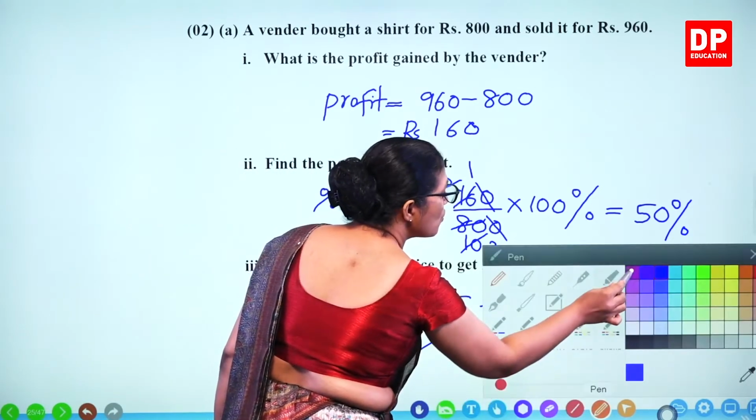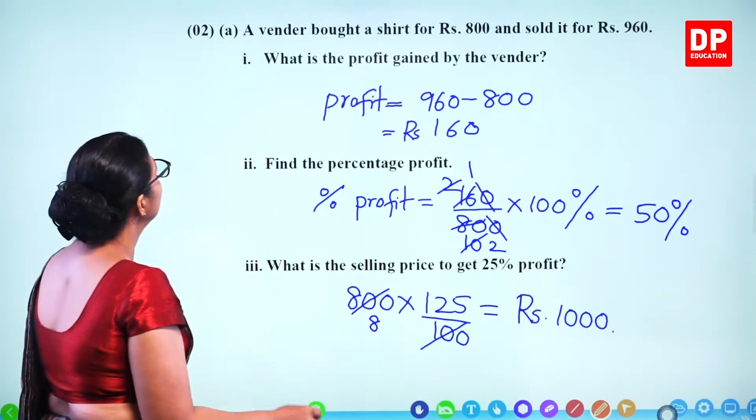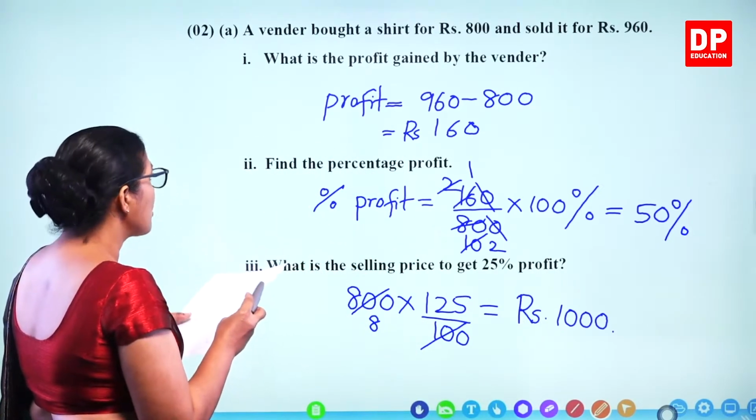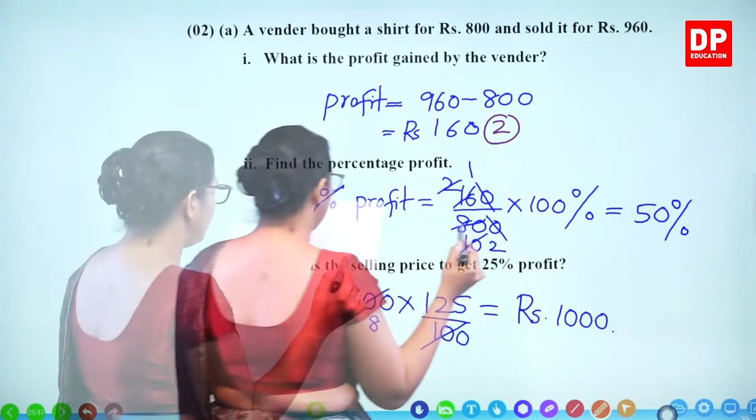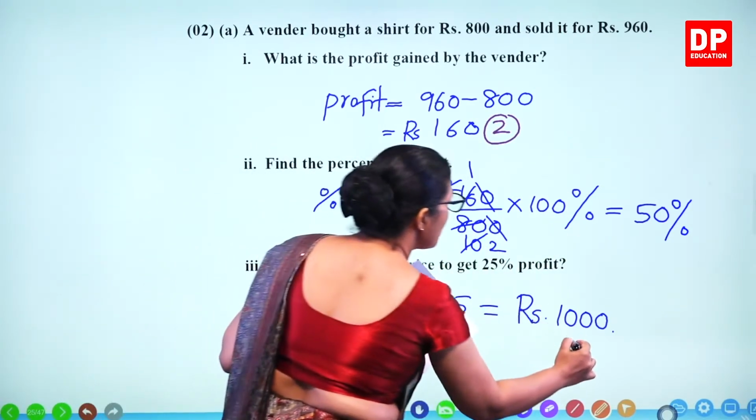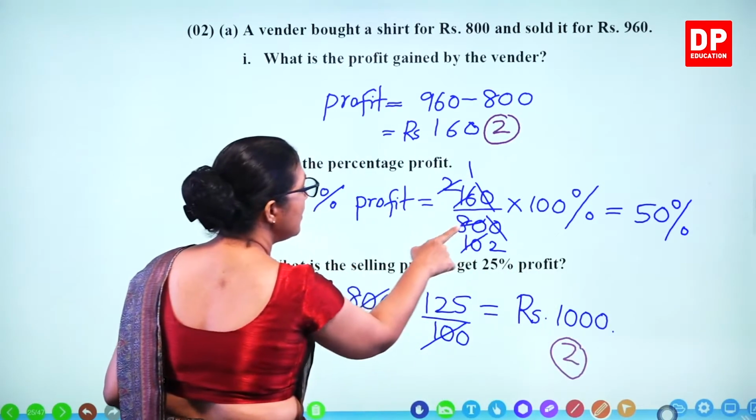So how many marks for these steps? 2 marks for this and 2 marks for this. There's a mistake here.